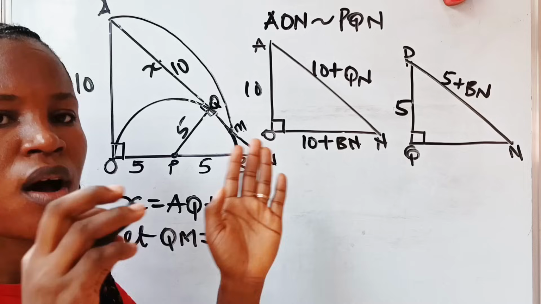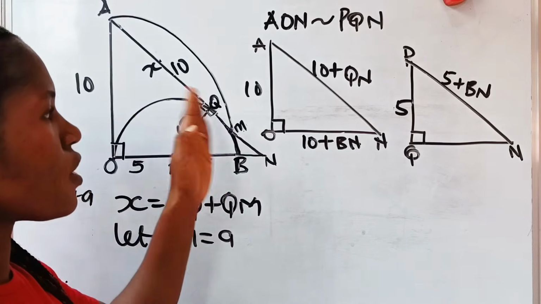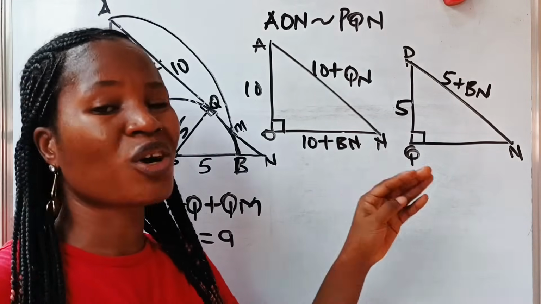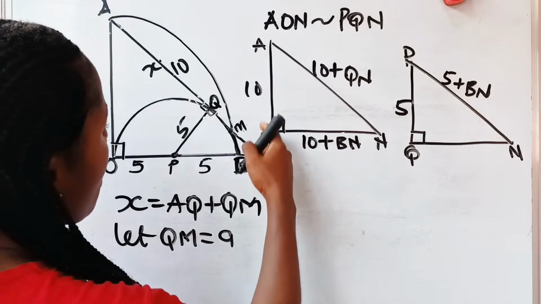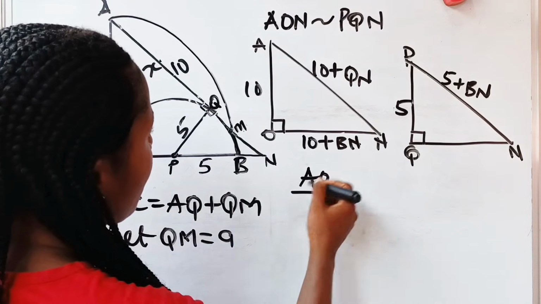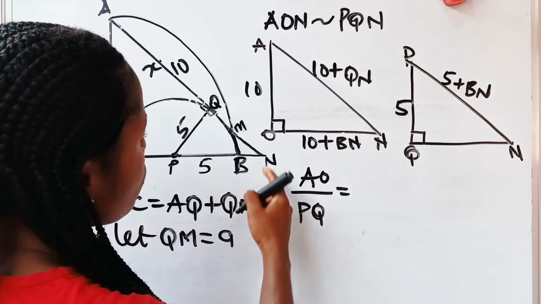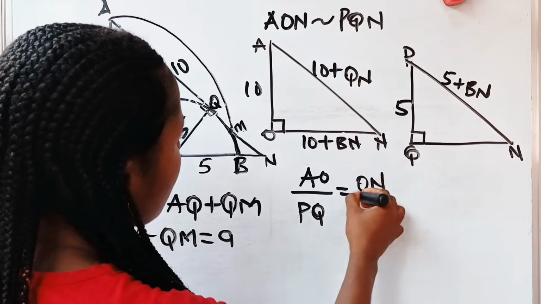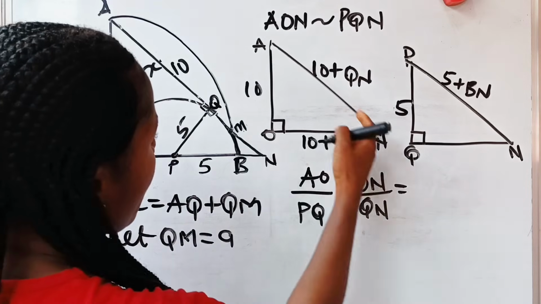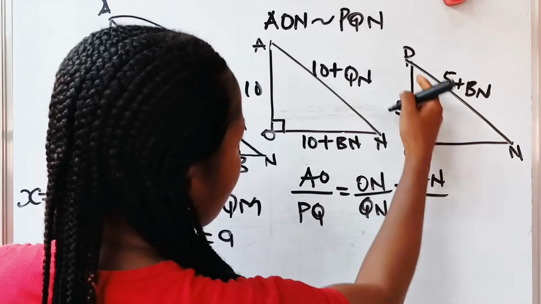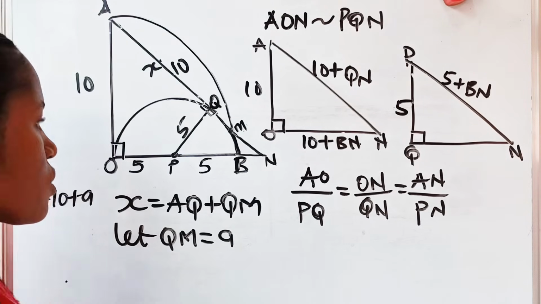Now it's time to form our equations. Remember that since they are similar, the corresponding ratios are equal. The ratio of their corresponding sides are equal. So if we say AO divided by PQ, it should be equal to ON divided by QN, and this should be equal to AN divided by PN.